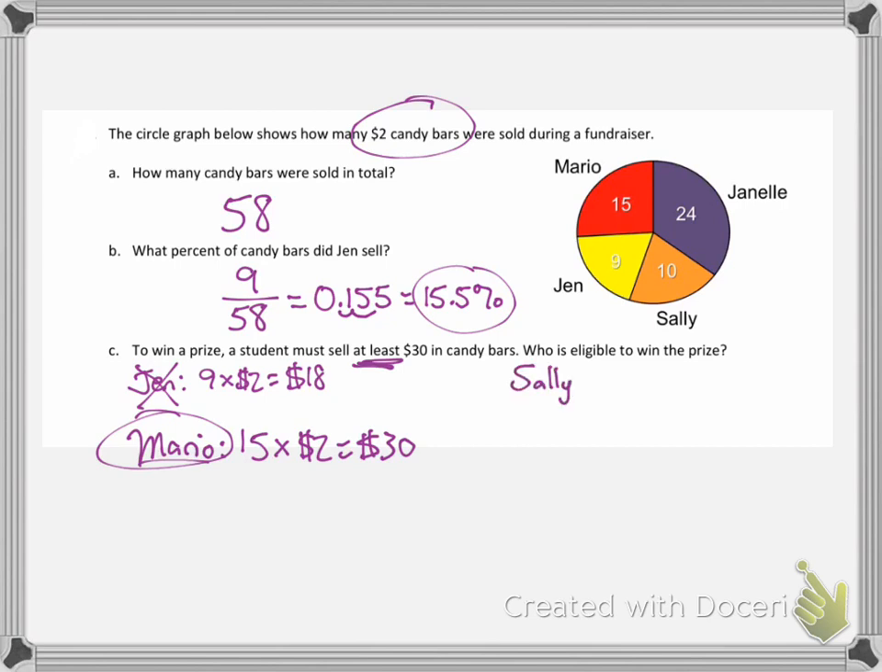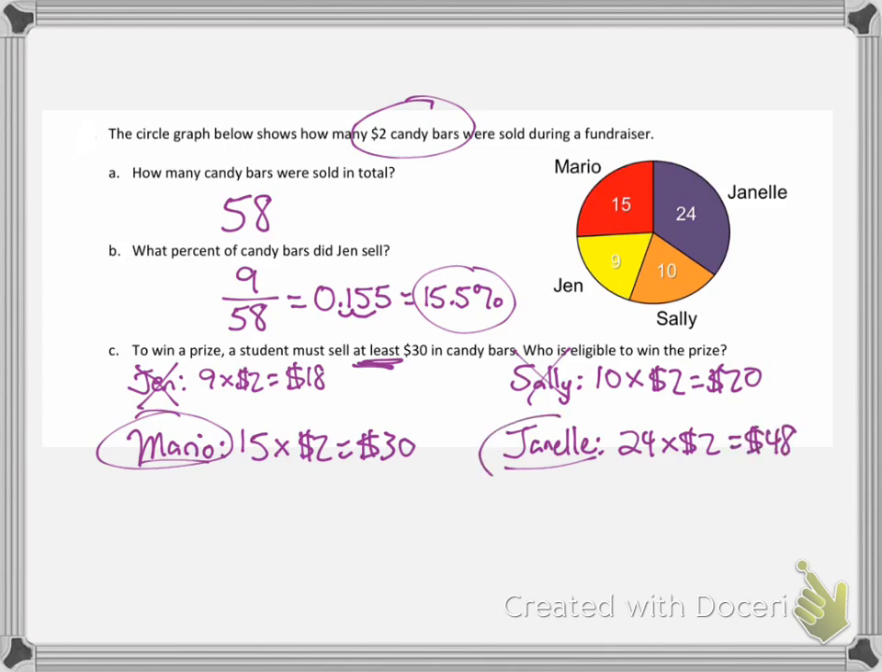You've got Sally, who, again, sold 10 at $2 a piece. So $20 worth of candy bars, no prize for Sally. And then Janelle, who sold the most, 24 times $2. She sold $48 worth. So she would be eligible to win the prize. So Mario and Janelle would be your correct answers for that. So again, just using circle graphs, a lot of it is just comparing percentages, just doing some basic math to do some basic interpretation with them.